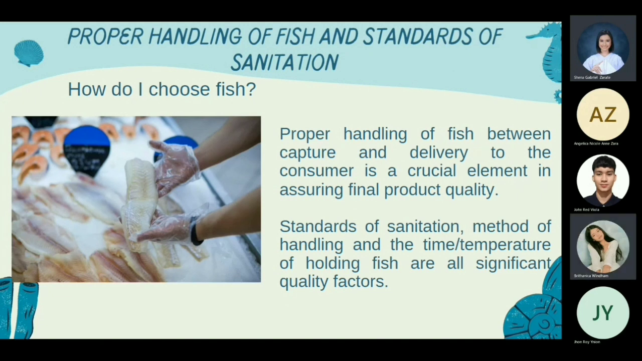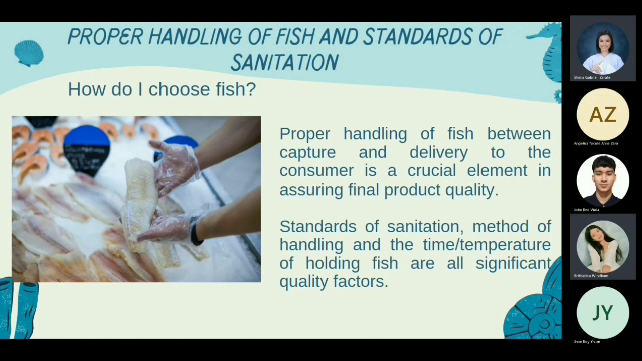So proper handling of fish and standards of sanitation between capture and delivery to the consumer is a crucial element in assuring final product quality. Also, in standards of sanitation, method of handling, and the time or temperature of holding fish are significant quality factors. With a few exceptions, fish are considered free of pathogenic bacteria of public health significance when first caught. The presence of bacteria harmful to man generally indicates poor sanitation in handling and processing, and contamination. Also, the safety and health of the consumers depends on this.